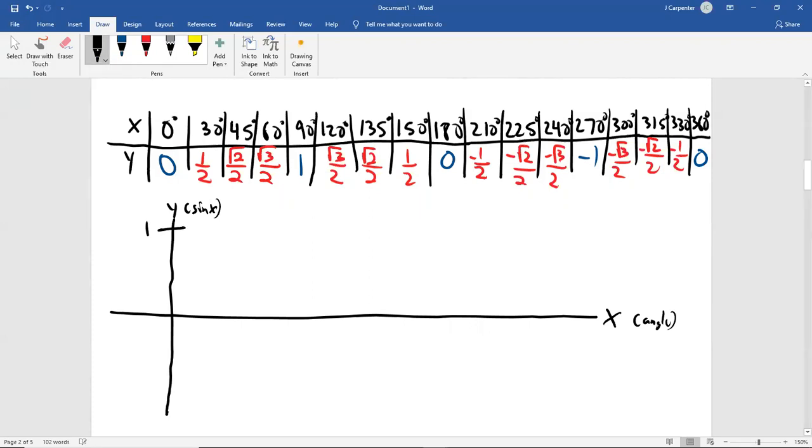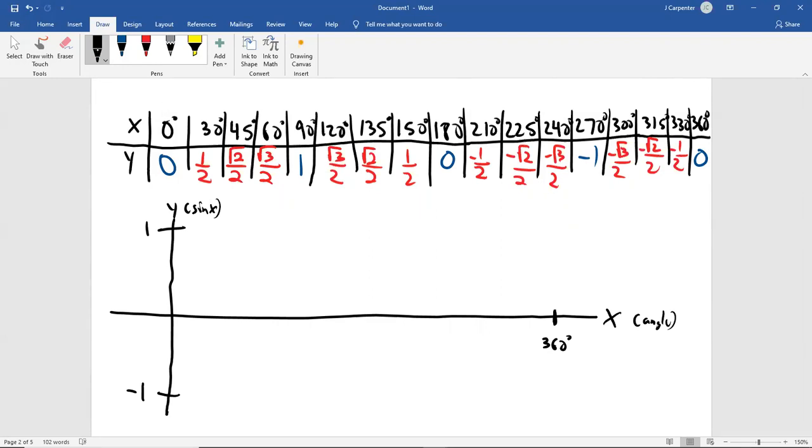Let me try and make this the same distance. I've never had to do this with my tablet yet, so I'm hoping I can do this as best as possible. Let's try and get a good division of this by saying, all right, the 360 degrees is the largest we're going to, so let's make this 360 degrees.